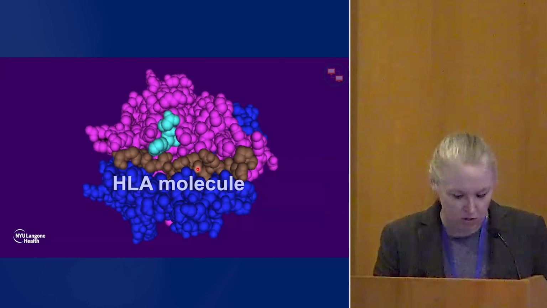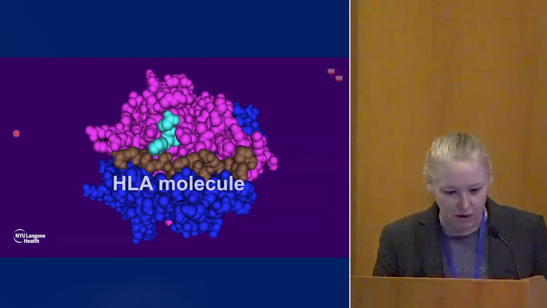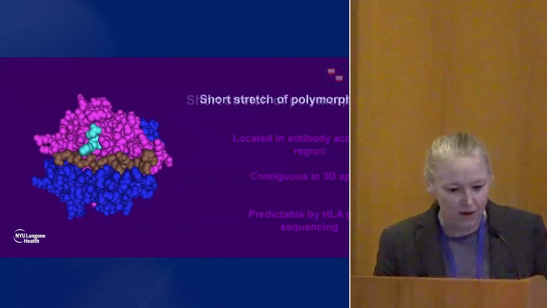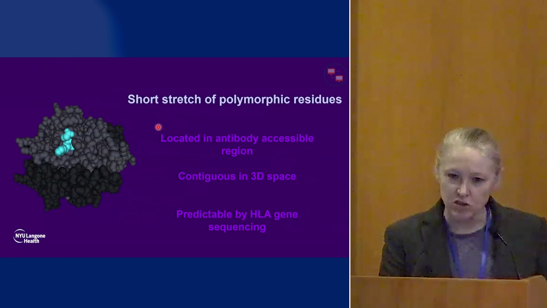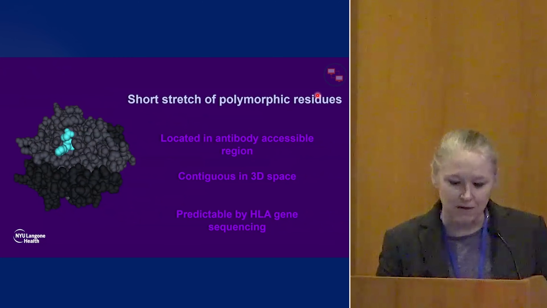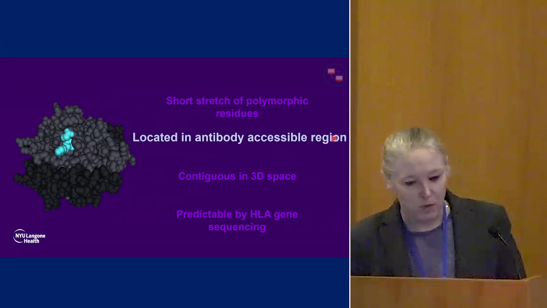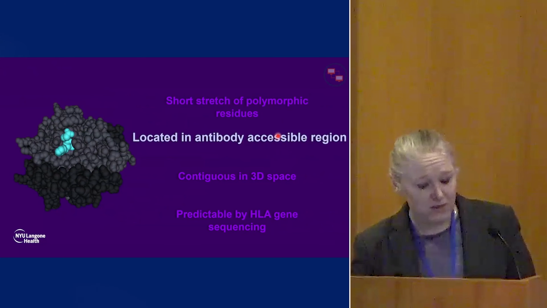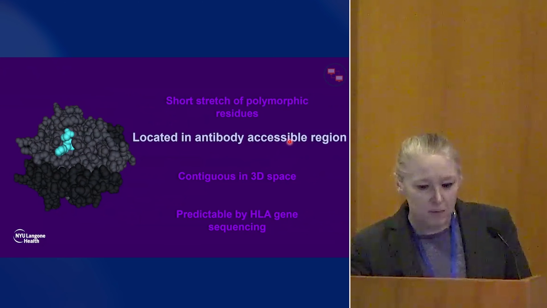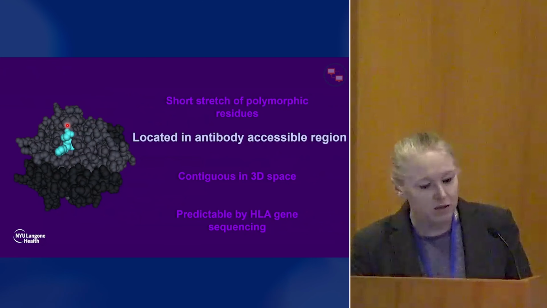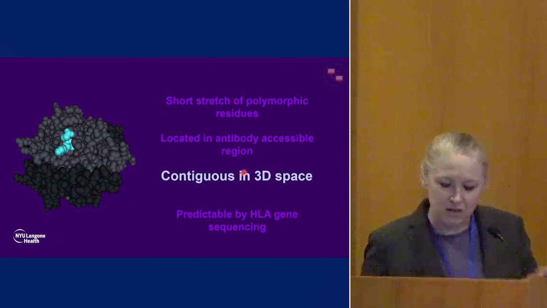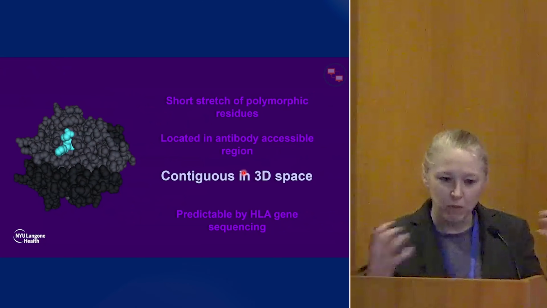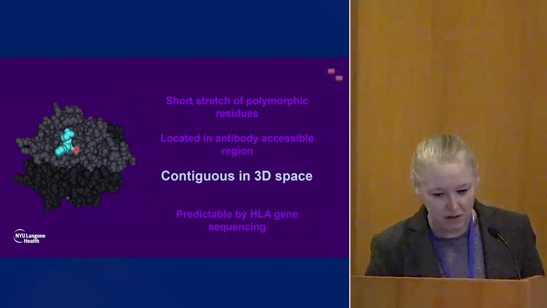So looking at this on a more molecular level, if this little blob right here is an HLA molecule sitting on the cell surface, what I've highlighted here in teal is basically one little EPLET. So EPLETs are defined as short stretches of polymorphic residues or amino acids that are located in accessible regions, so on the cell surface, where a recipient immune system molecule could recognize and interact with this cluster. They happen to be contiguous in three-dimensional space, so they're not necessarily right next to one another in linear sequence, but when the protein folds, they kind of come together and form this cluster.